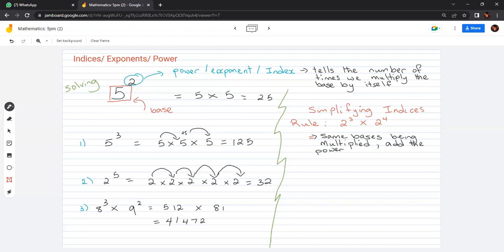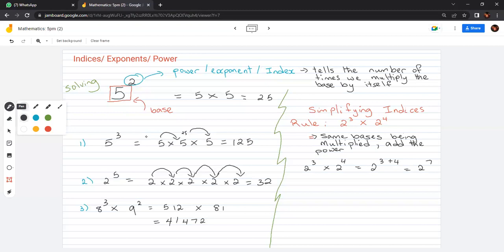So you see how we have 2 to the power 3 times 2 to the power 4. All we have to do is just add the 2 powers. Remember, your powers will be 3 and 4. So I add the 2. 3 plus 4 is 7. So if I had to simplify this, I'll get 2 to the power of 7.